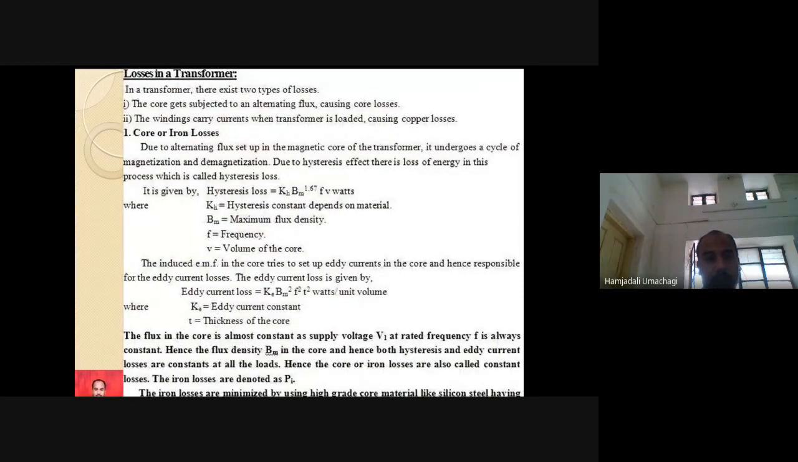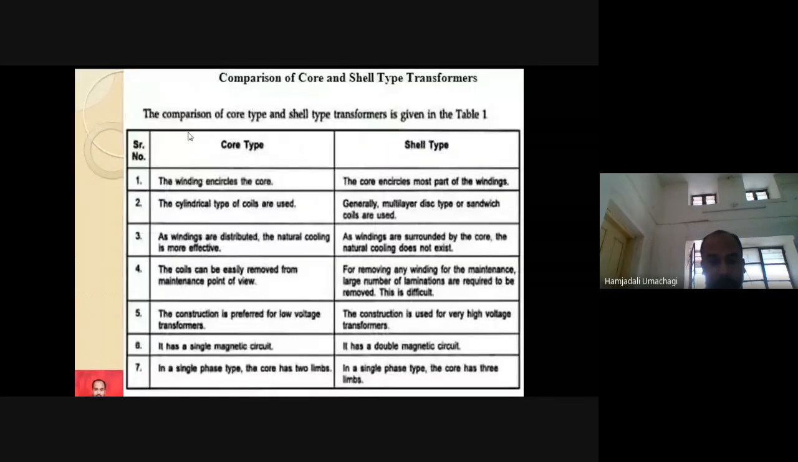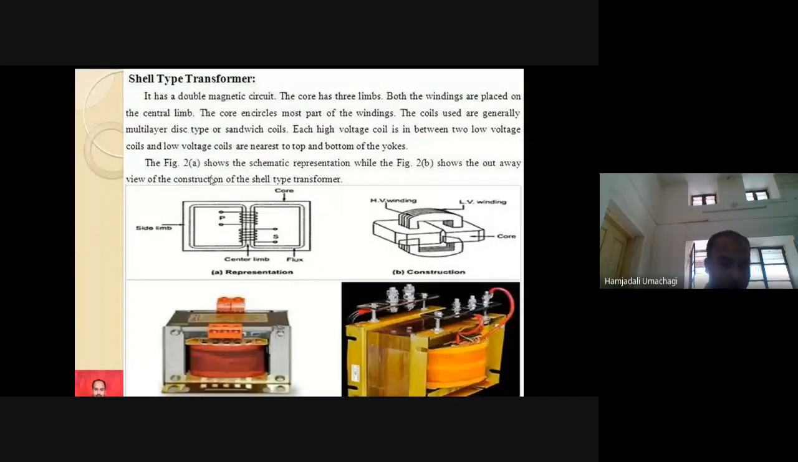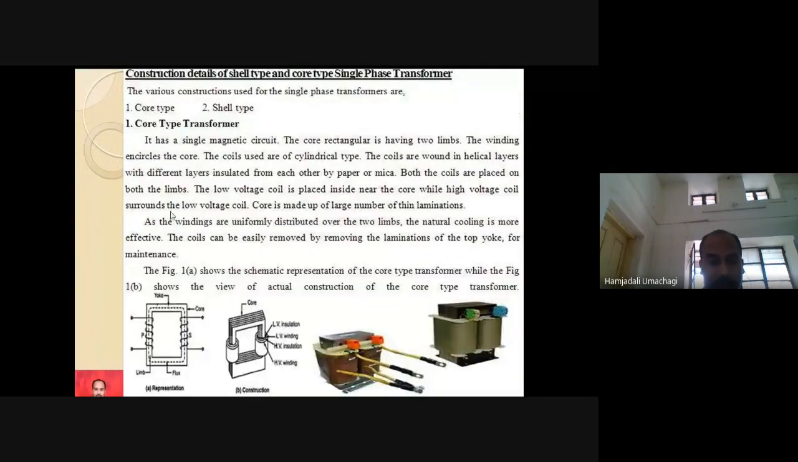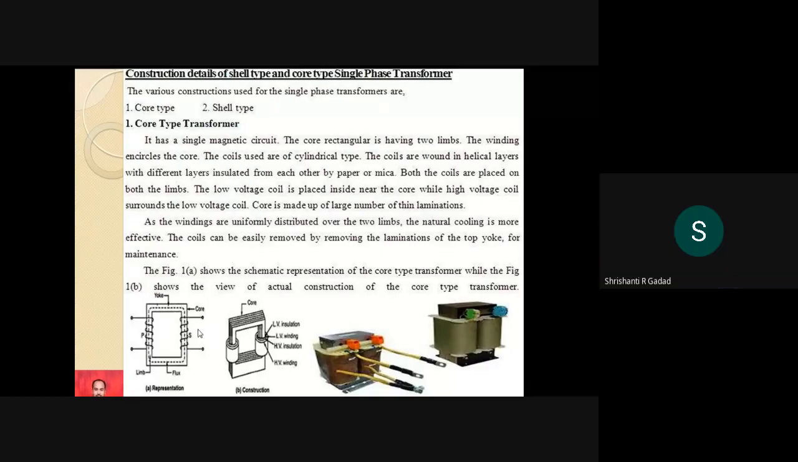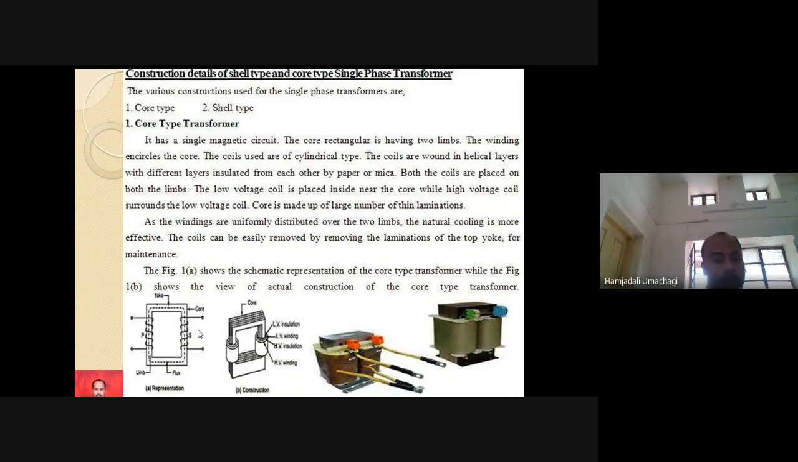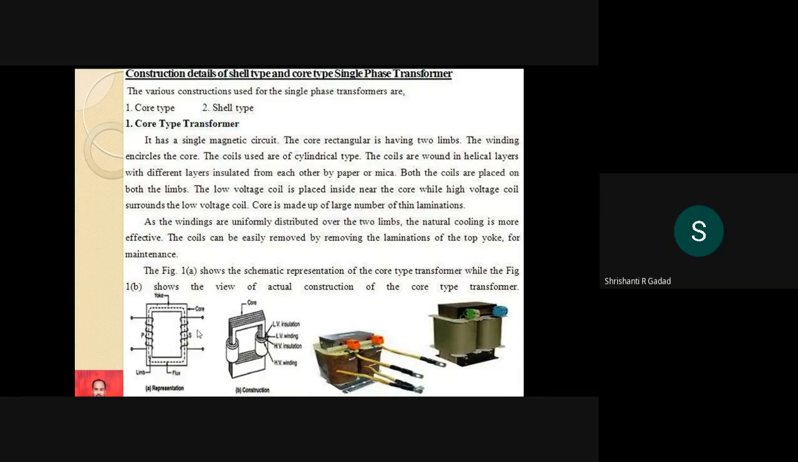Then different types of losses in transformer. Whenever we give some input to the transformer, input is given at the primary side, and output you are getting at the secondary side. So whatever input we are giving to the transformer, can you get the same output at the secondary side? No, sir. Why? Because losses are there, sir. That's why we will not get the same.